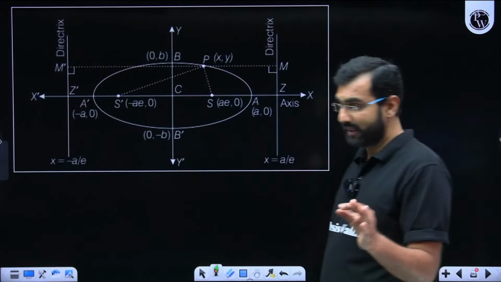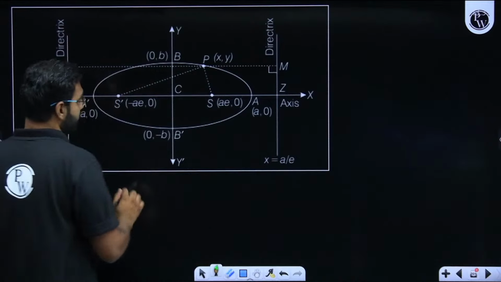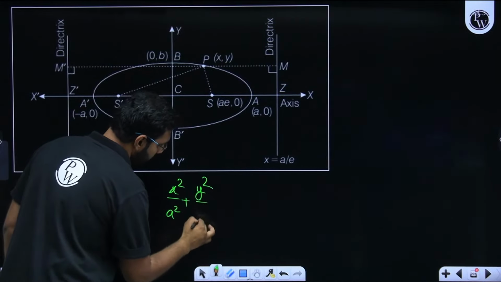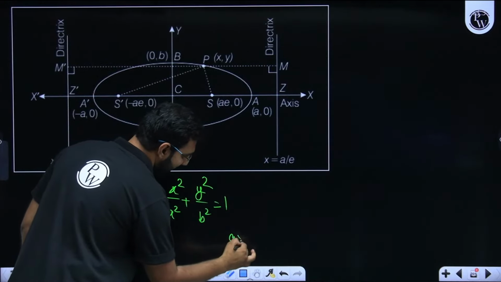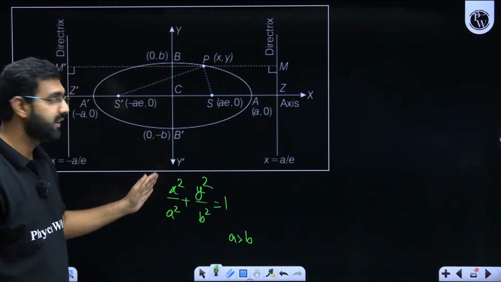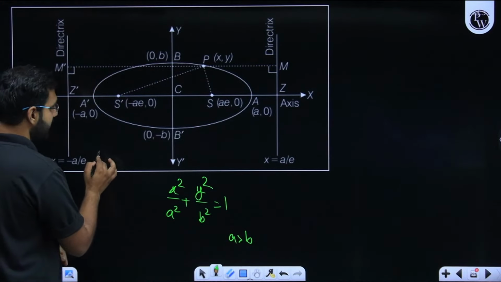Now if I talk about the ellipse, we know a few things. If it is a standard ellipse, x square upon a square plus y square upon b square is equal to 1, where a is greater than b, then the x-axis will be the major axis and the y-axis will be the minor axis. The major axis will have length 2a. I hope you know that.